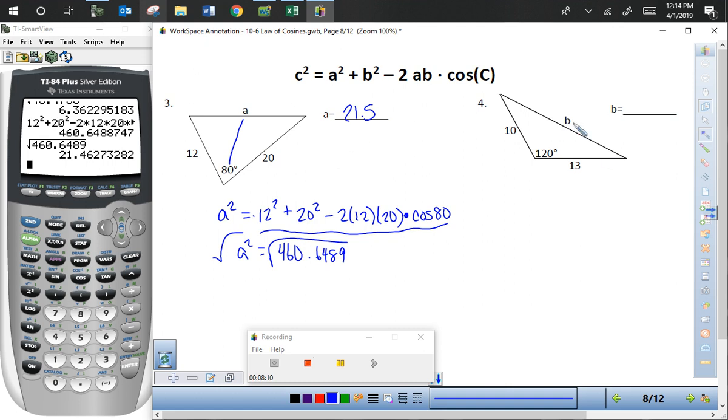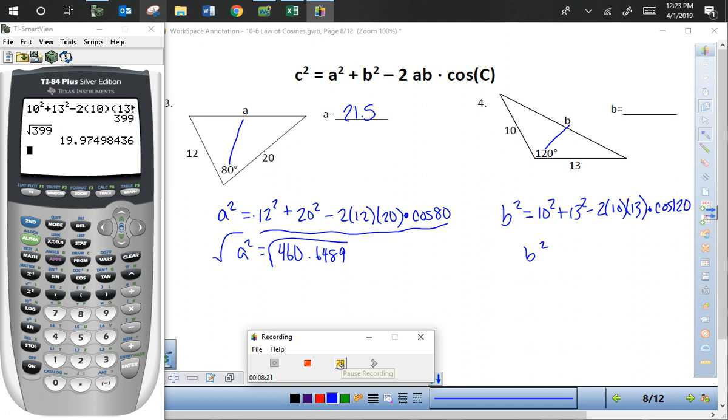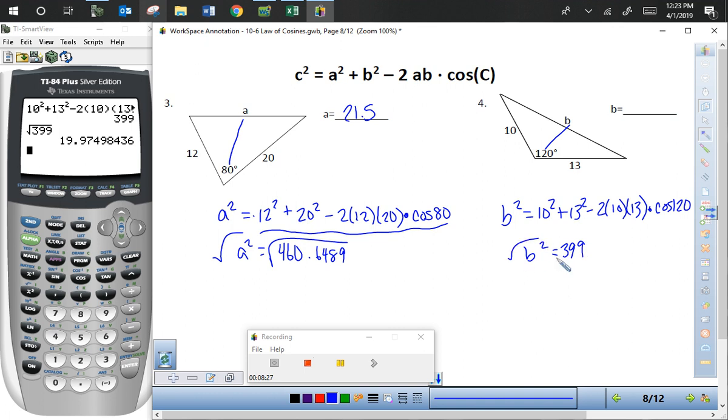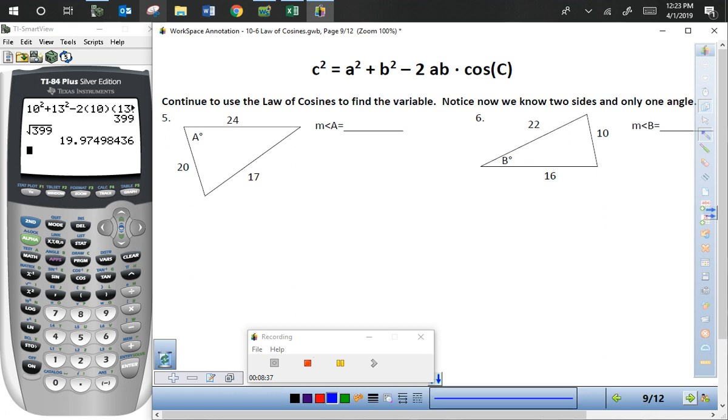Alright, the last one is the same process, so I want you to pause the video and try that one by yourself. We've got b squared is 399, and when we take the square root of that, we get a number that rounds to 20. Alright. The next thing we're going to do is still pick our pair, but you'll notice our unknown, or our variable here, is now the angle instead of the side.